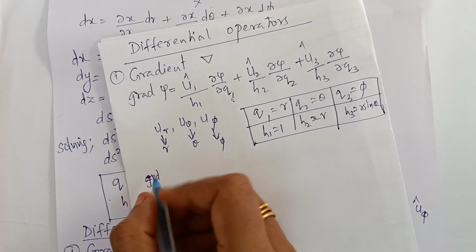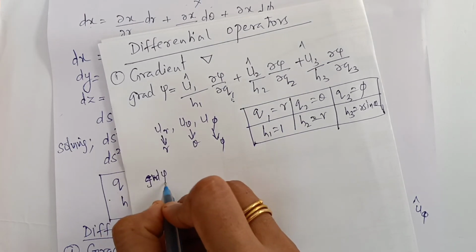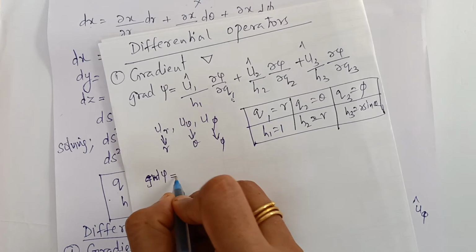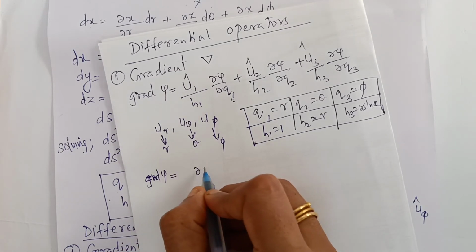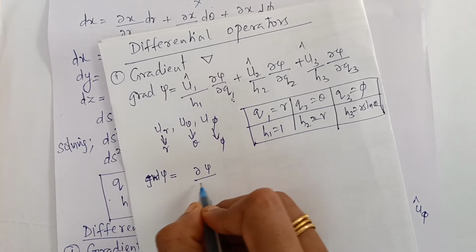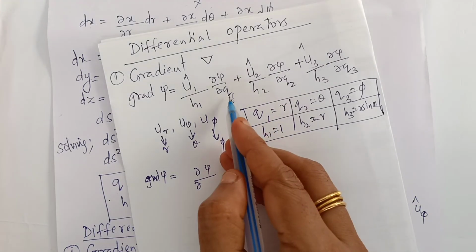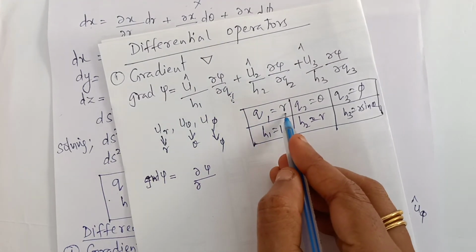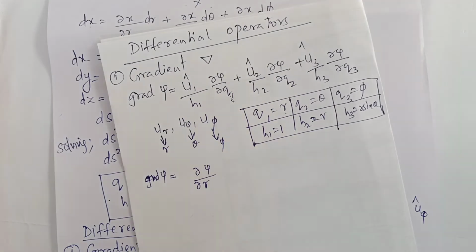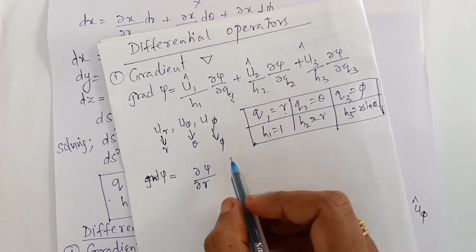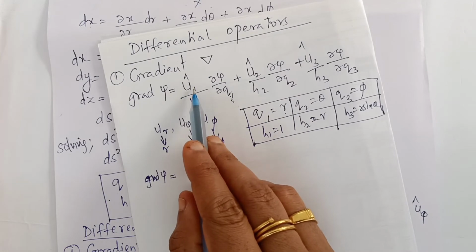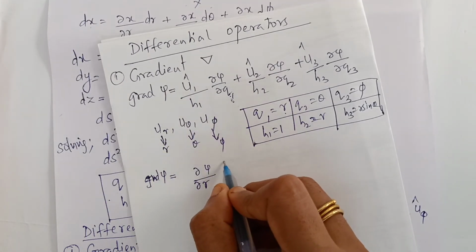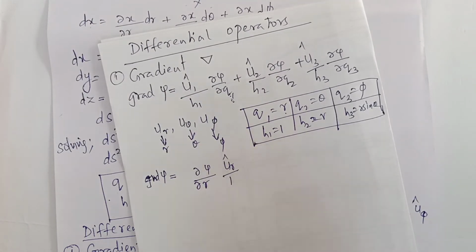Grad psi, or del, whatever you want you can write. Grad psi is equal to dou psi by, instead of q1 we are going to replace by r. So instead of q1 we can write r, and h1 is 1 here. And what is u1? u1 is u_r. So you can write it as u_r by 1.